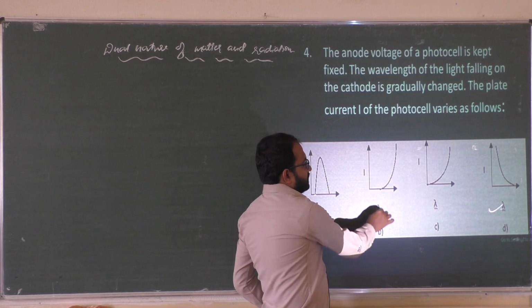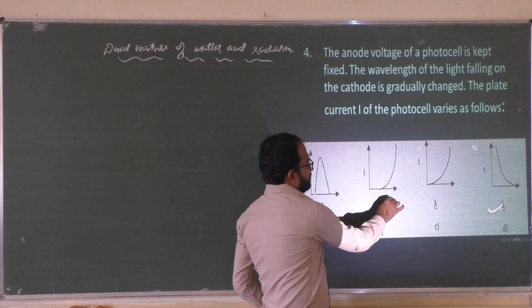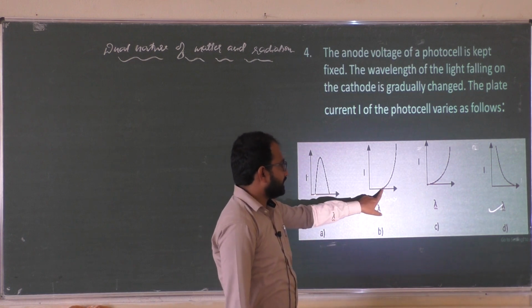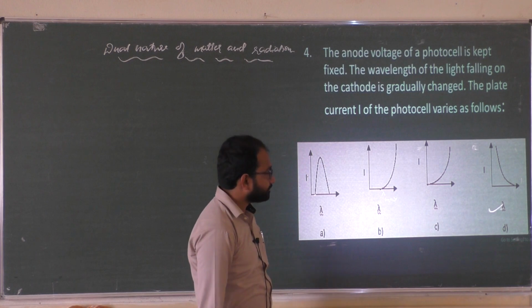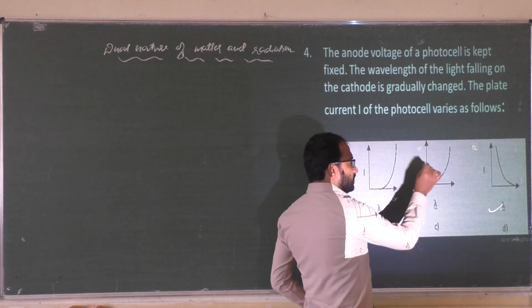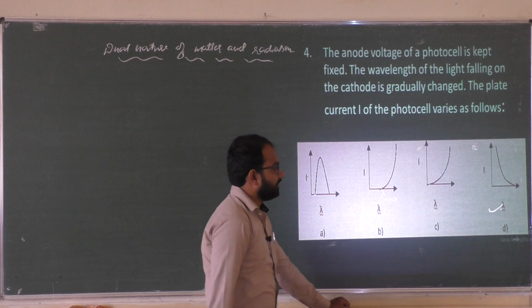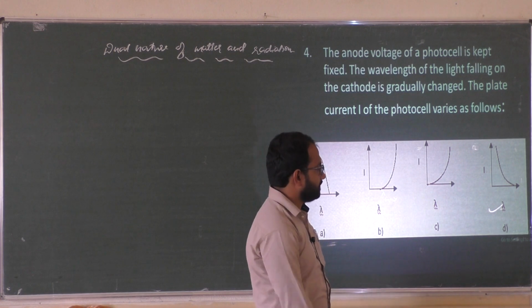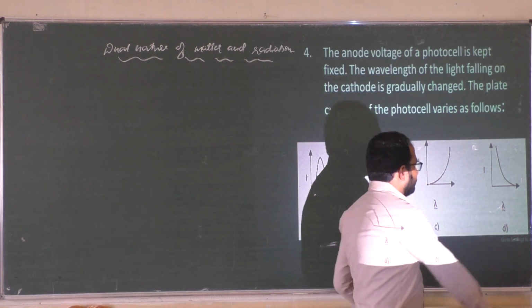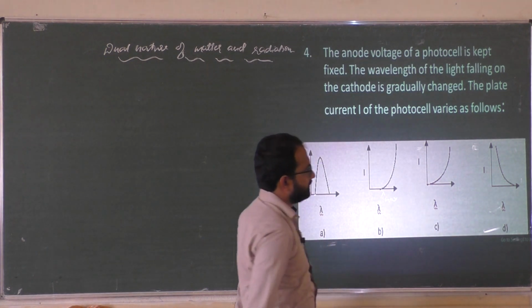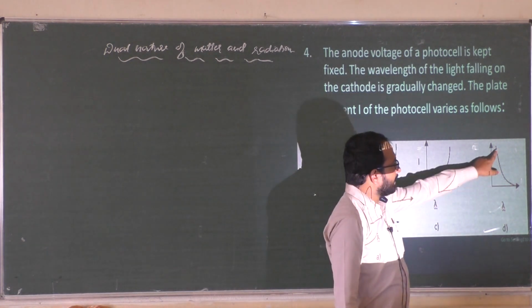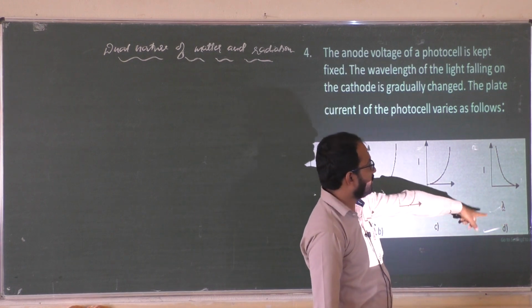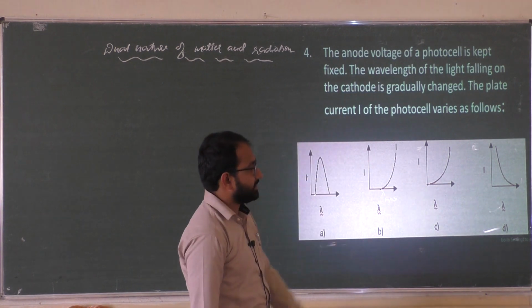See this also, say if this is lambda maximum, the threshold wavelength, above the threshold wavelength current is increasing, which is not possible. Here there is no threshold wavelength at all. If you increase the wavelength of incident radiation from 0, current increases, which is not possible. The correct option is D. Initially current is maximum, and if you increase the wavelength of incident photons, current gradually decreases and becomes 0.